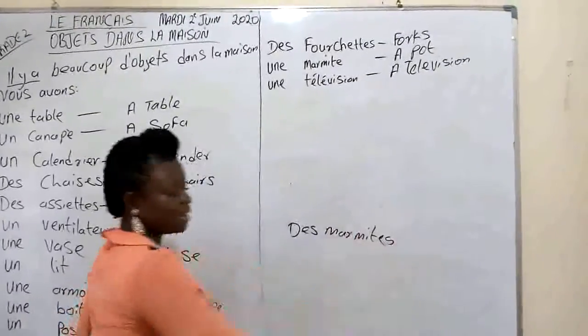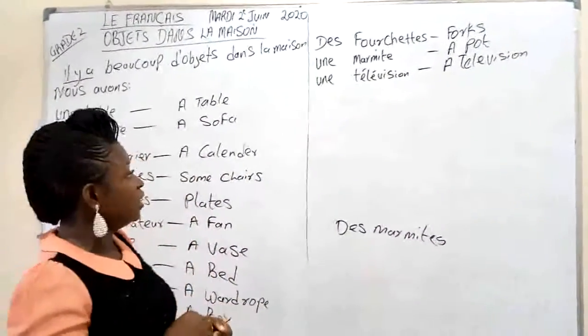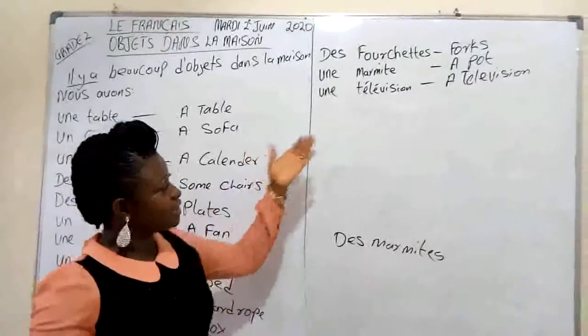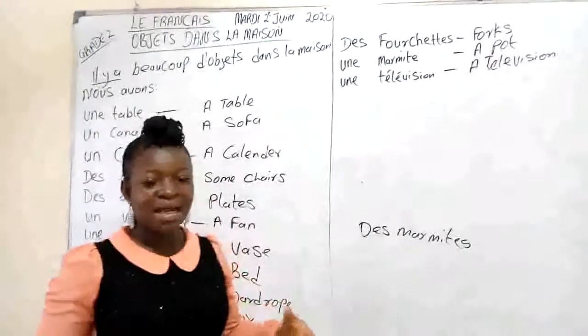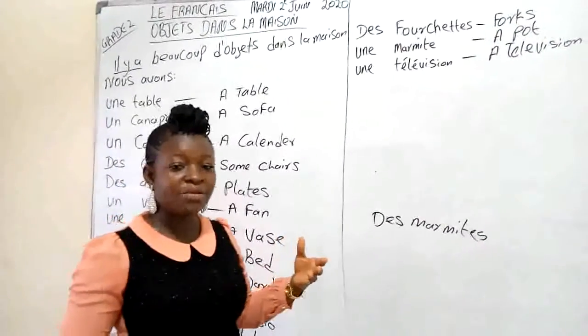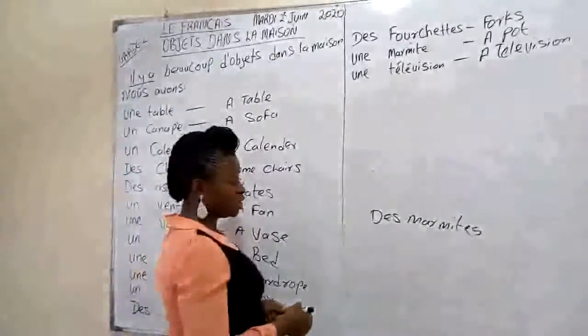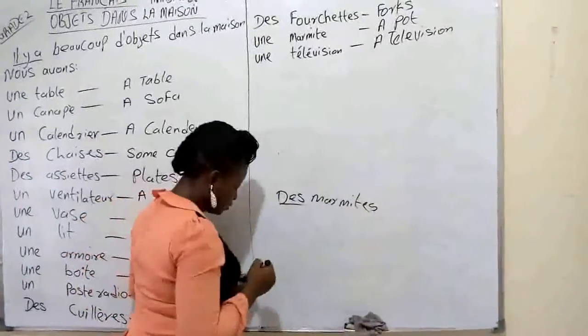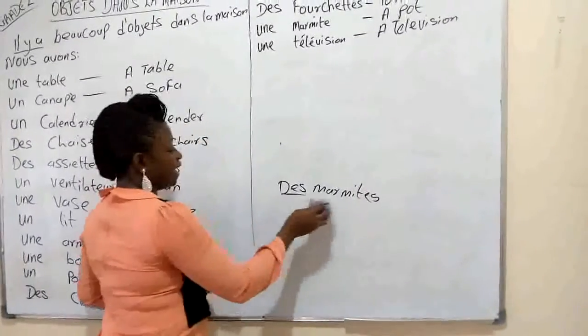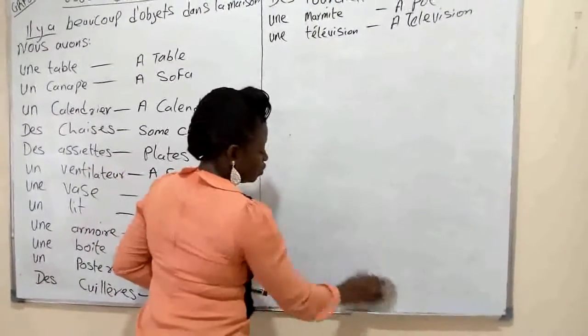And now add your S. Okay? Nous avons une télévision. That's the same thing that happens when you have more than one object in the house. You now take it to the plural. So you use des instead of une or un.